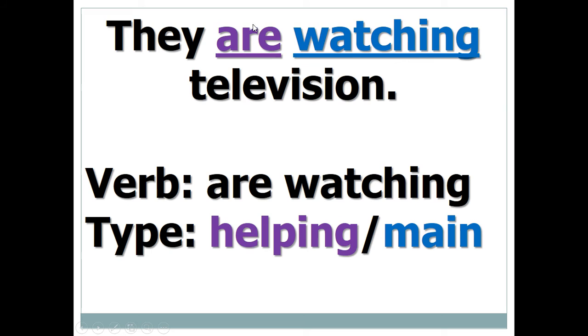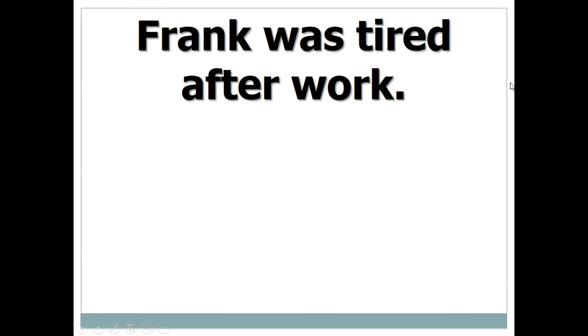Okay, so the helping verb would be always the first word that comes in. The word are is the helping verb. The main verb is the word watching. That's going to be the last word of your verb phrase. So if I ask you, what is the verb phrase in the sentence? I hope you would tell me, are watching. And if I ask you, what's the helping verb? You'd say, are. If I ask you, what's the main verb? You'd say, watching. Here's another sentence.